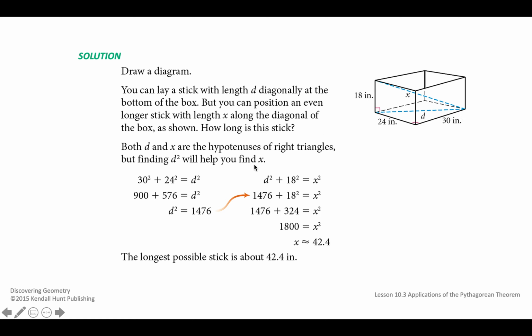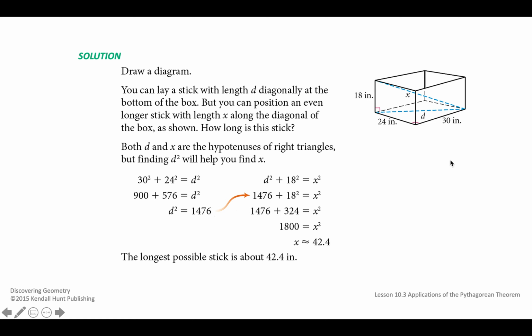So if we were doing that, take a look over here. d is the hypotenuse of this right triangle, and the legs are 24 and 30. So we could use the Pythagorean theorem, plug in 30 and 24 for the legs, and then the hypotenuse is d. 30 squared is 900, 24 squared is 576, and we still don't know what d squared is. d squared is this. So that's not the distance itself, that's the distance squared. Now that'll come in handy in a little bit.